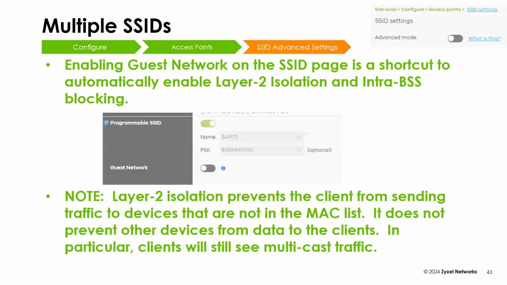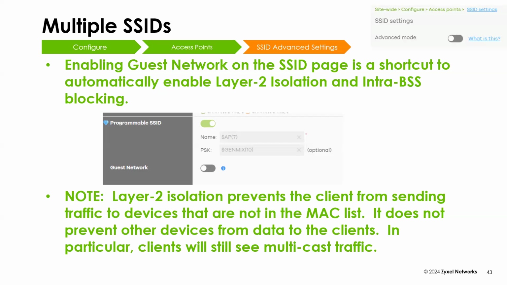So we also have in there the ability to set up what's called a guest network, and this will automatically enable layer 2 isolation and intra-BSS. So if you set up a new SSID, you click that checkbox, that SSID automatically will enable layer 2 isolation and intra-BSS blocking.